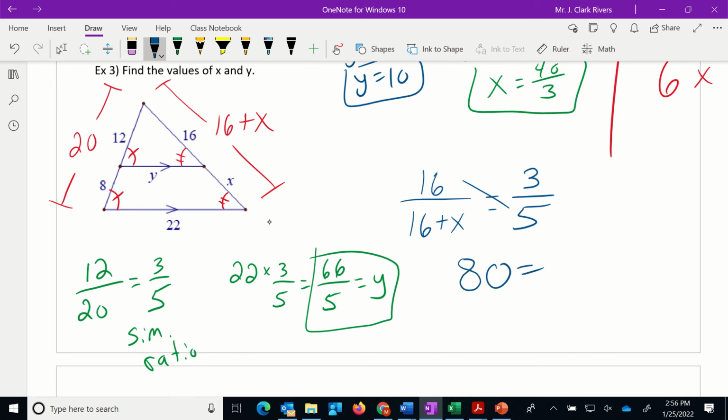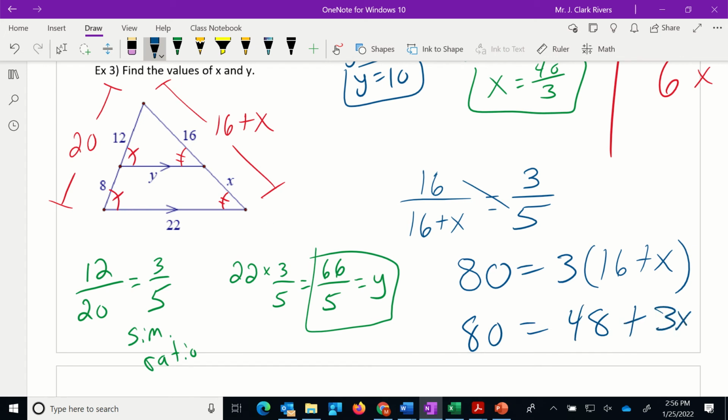80. And then what do we have to do with this 3 and the 16 plus x? Something special. Yeah, the distributive property. So 3 times 16 plus x. I'm okay if you skip this step and you jump straight to what's next. 3 times 16, that's 48. Plus 3 times x, that's 3x. So if you jump straight to here, that's okay by me.